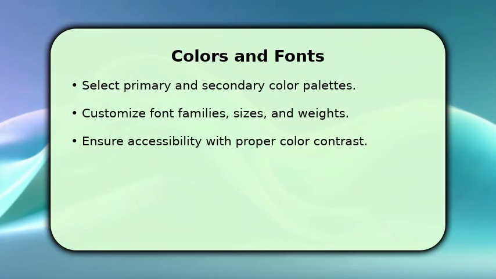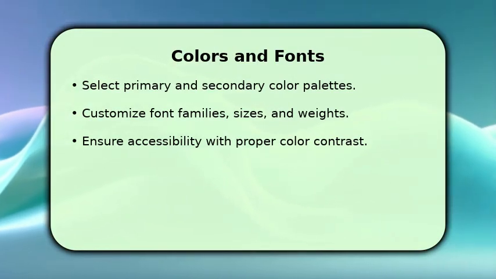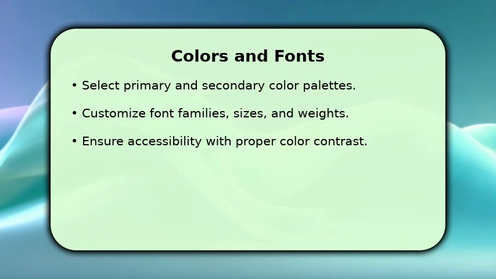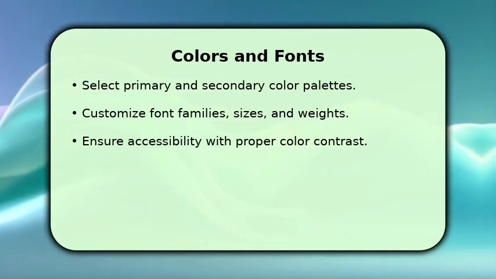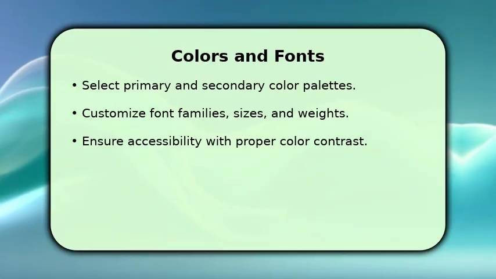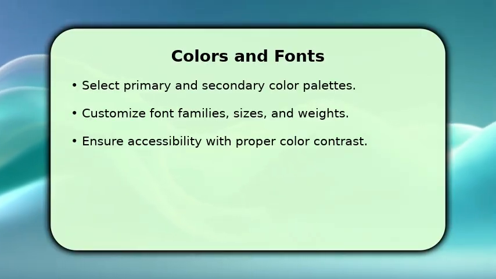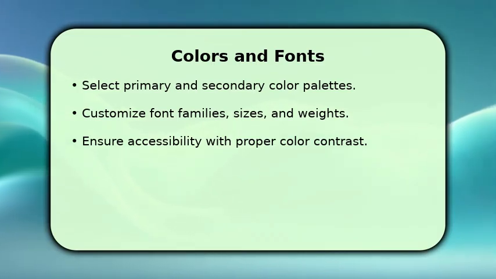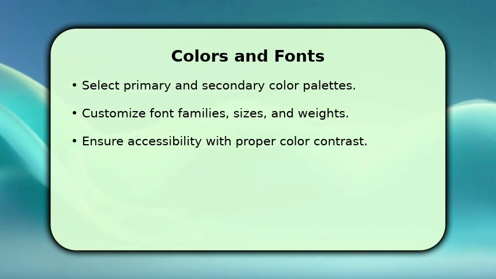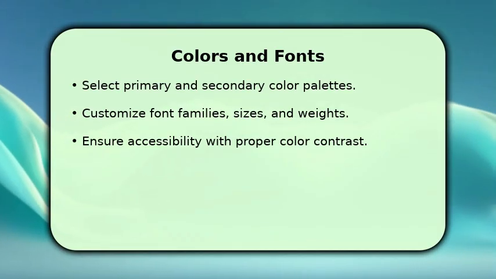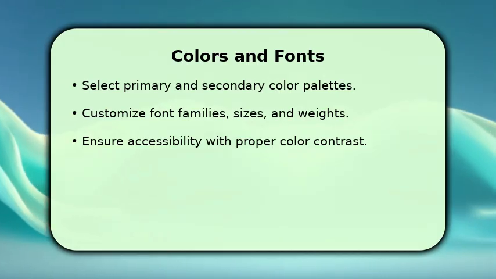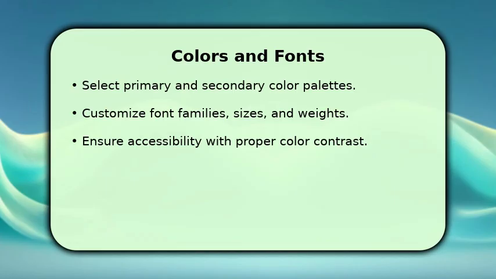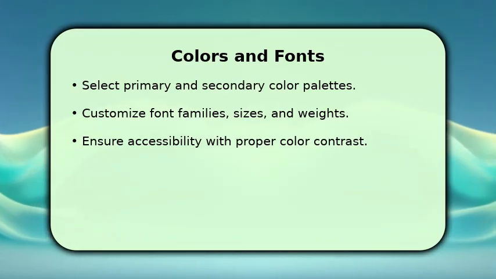Now, let's personalize your site with colors and typography. GeneratePress provides robust options to define your brand's visual identity. You can select a primary color, a secondary color, and accent colors to create a cohesive palette. Choose from hundreds of Google fonts, adjusting their sizes, weights, and line heights for optimal readability. Remember to consider color contrast for accessibility, ensuring your content is easily viewable by everyone, enhancing the user experience significantly.